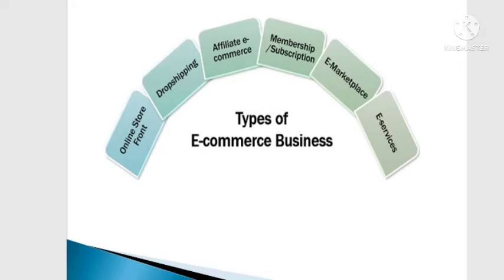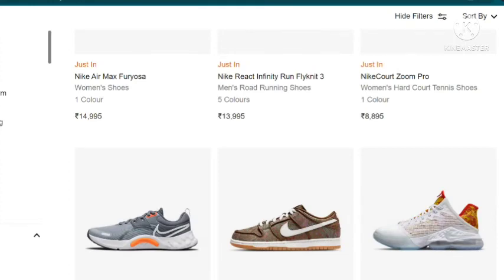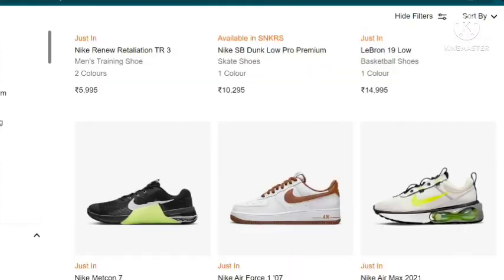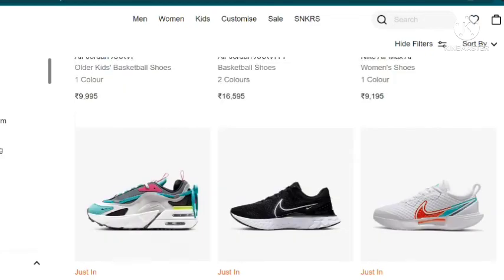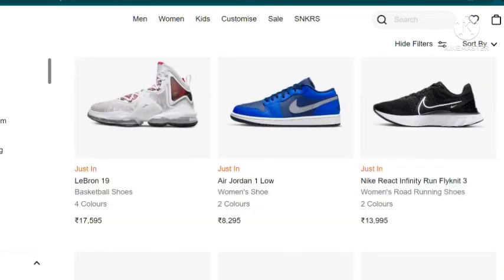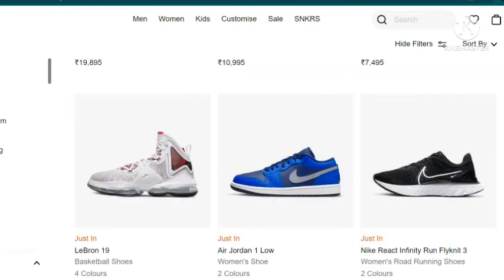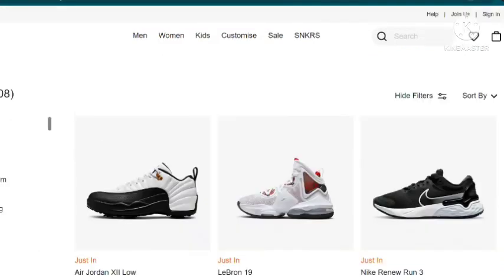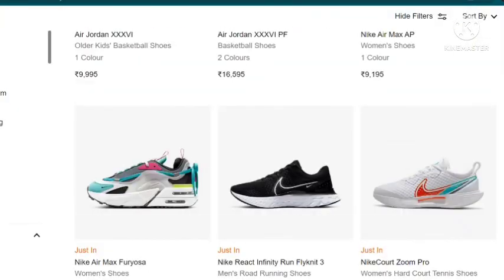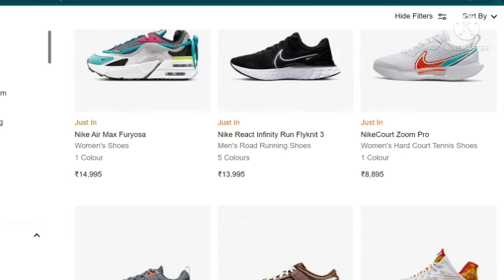It is clear, it is an online storefront where you can find shoes and other accessories offered by Nike, and you can purchase from them directly. There is no intermediary involved. Okay, you are purchasing directly from the Nike showroom. This is an online storefront.